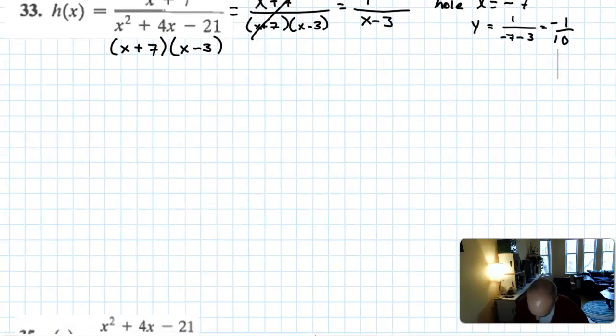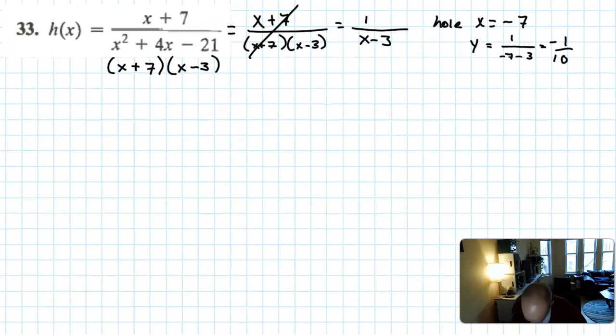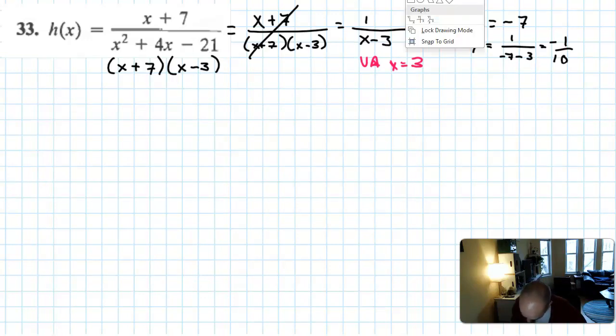All right. So then this is telling us that we're going to have a vertical asymptote at x equals 3. So we're going to need kind of a lot of space for this one to fit in the hole at negative 7 and the asymptote at 3. But we can do it.